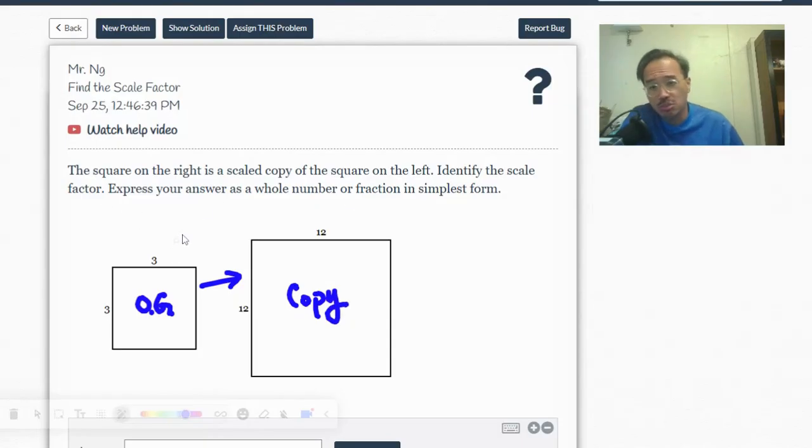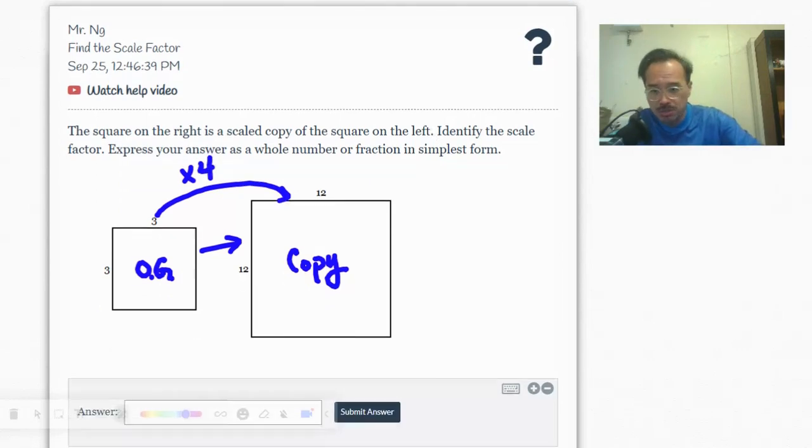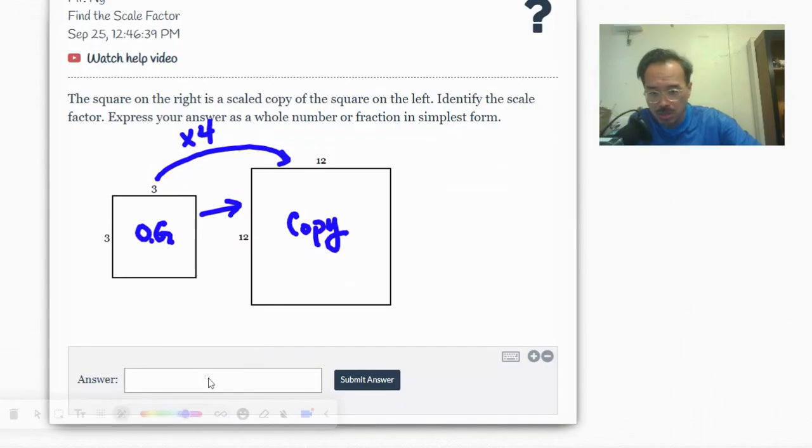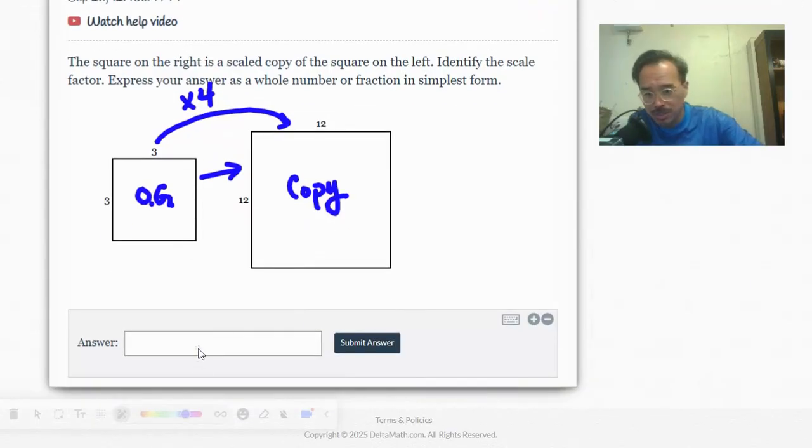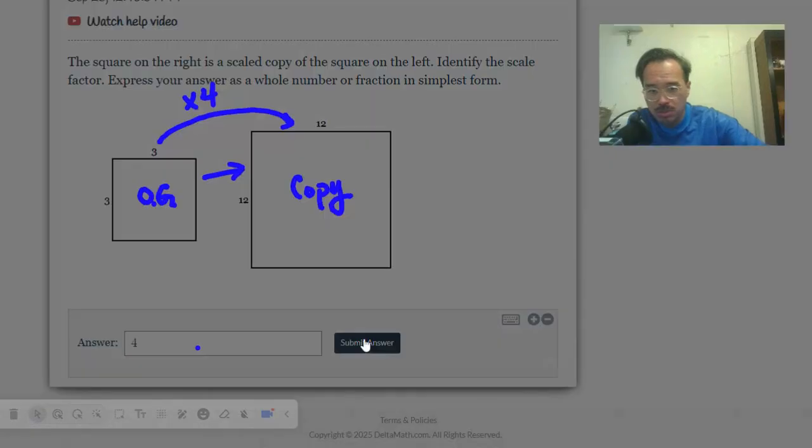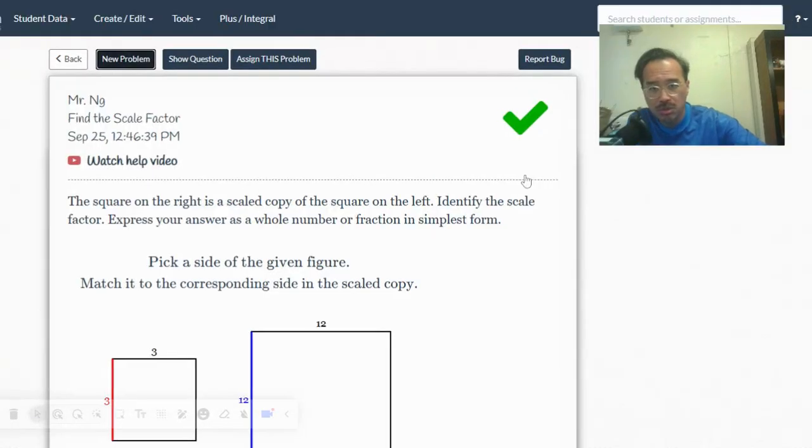So, identifying this is super easy. First of all, it's a square, right? So all the sides are the same. So how does 3 become 12? Super easy, times 4, right? So just enter the scale factor in the box below, and then we'll do one that's a little bit harder. So that's 4. Submit your answer.